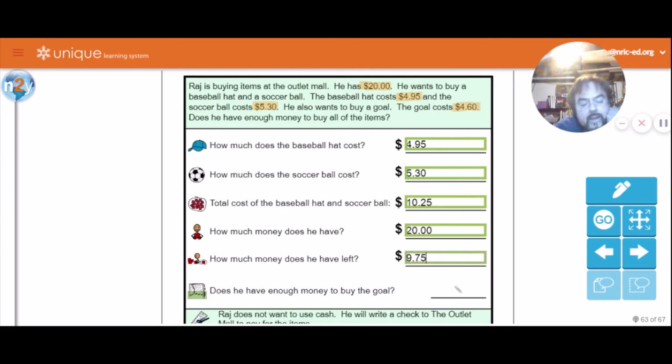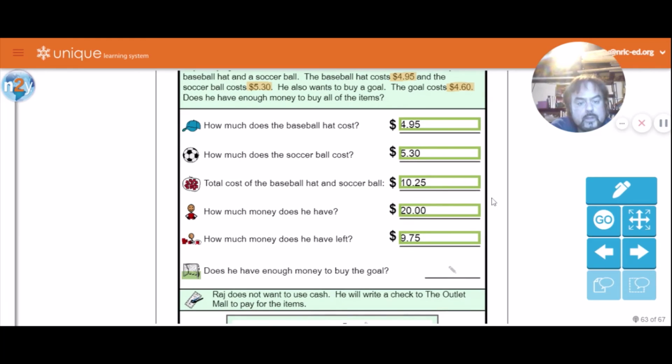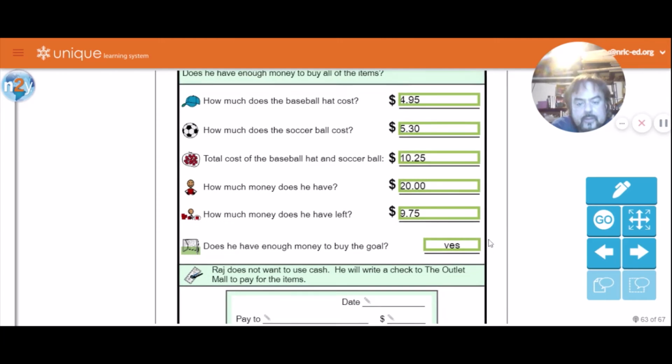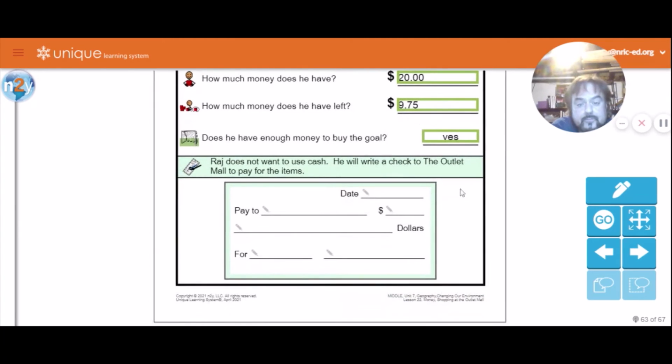All right, so we have $9.75 after buying the baseball hat and the soccer ball. So, does Raj have enough money to buy the goal after he buys the baseball hat and the soccer ball? Let's see, the goal costs $4.60. So I don't know if they want a yes from us or a no, so I'll try typing yes. Yep, he does.